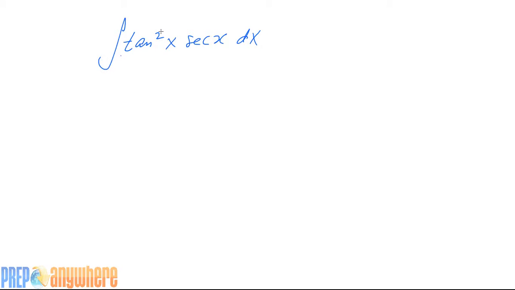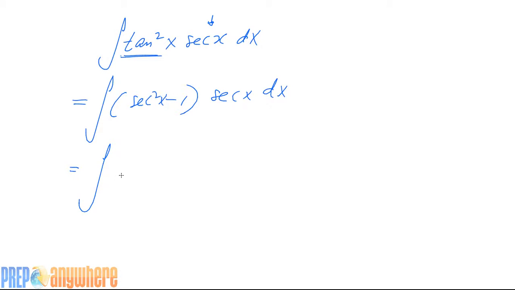So it would have been much easier if that square was here instead. So why don't I try to create some secant squared x? I can do that by using the fact that this is secant squared x minus 1. Of course, if you expand this, we're still going to have a problem because now we get an odd power on top of the secant.